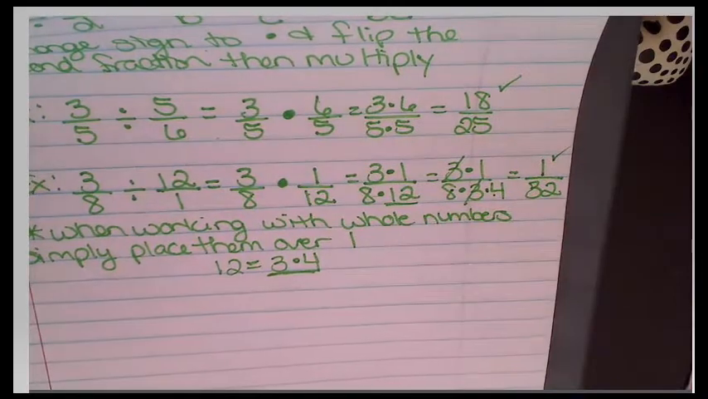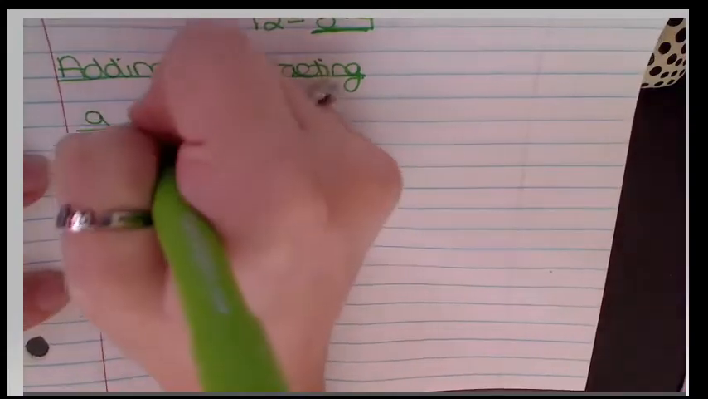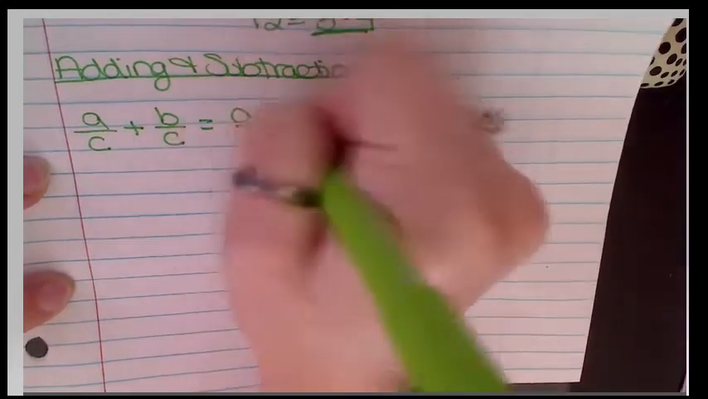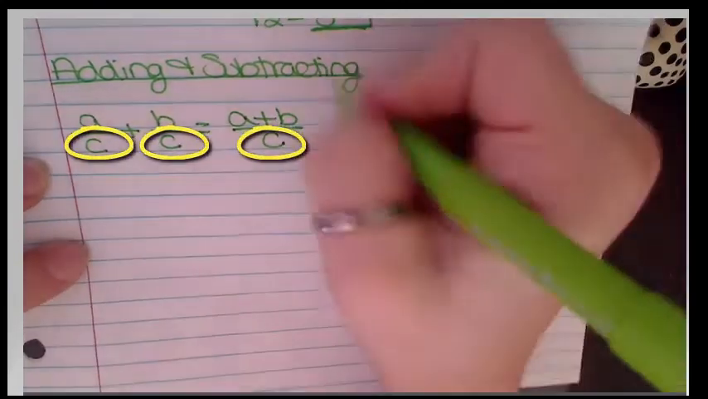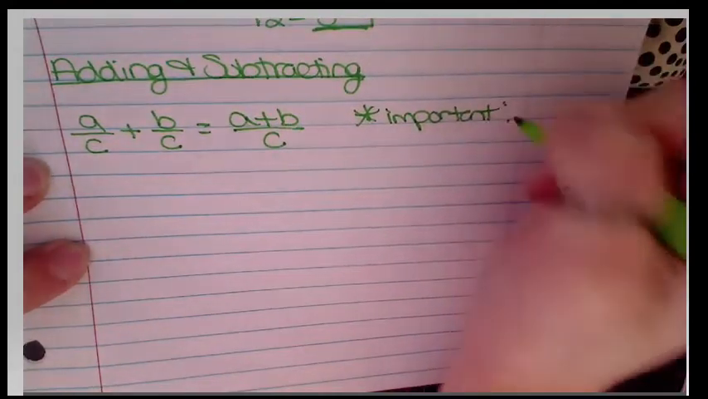Okay, now we have to look at adding and subtracting fractions. We just did multiplication, we did division, so now we got to learn how to just add and subtract them. So let's do the generic. We have A over C plus B over C, and all we're going to do then is take A plus B over C. Notice though, the big thing here is the bottoms are the same. It's very important that the bottoms are the same.